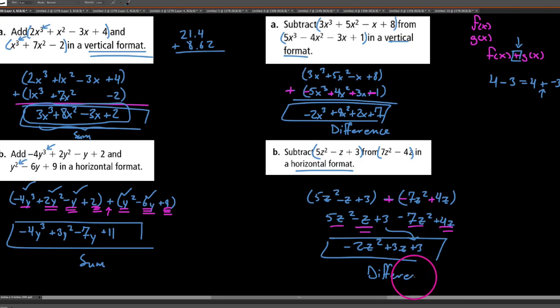So adding and subtracting polynomial functions, just remember to put parentheses around the whole expression when you start. And if you have a negative in front of an entire set of parentheses, you need to distribute it and treat it like addition, and then it's just combining like terms.